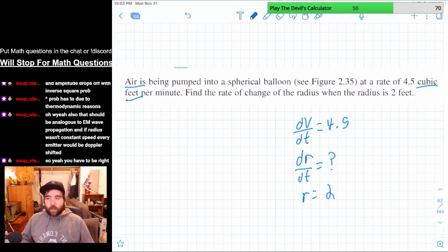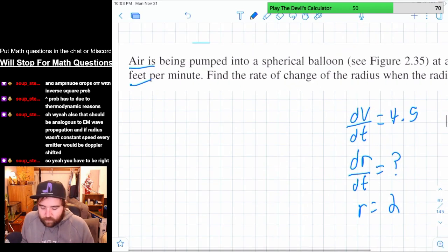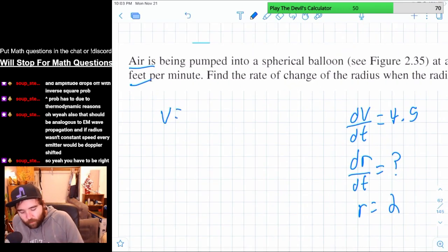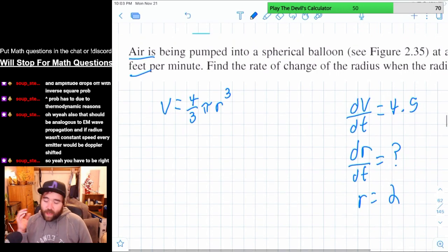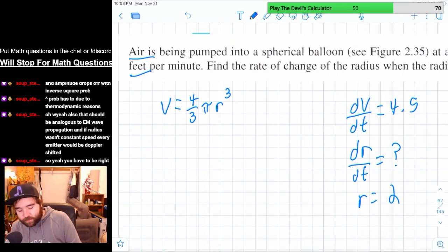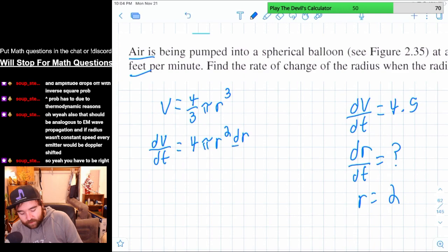All right, so there's everything we know, everything we want. So let's set up the formula now. What is the formula for the volume of a sphere? Well, I know it. It's 4/3 pi r cubed. So now we're going to take the derivative with respect to t. So dV/dt is, see, the 3 cancels, so 4 pi r squared times the derivative of r, so dr/dt.